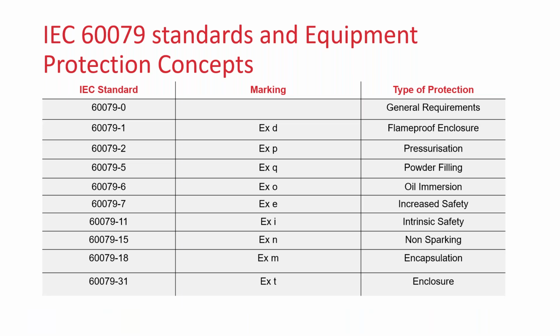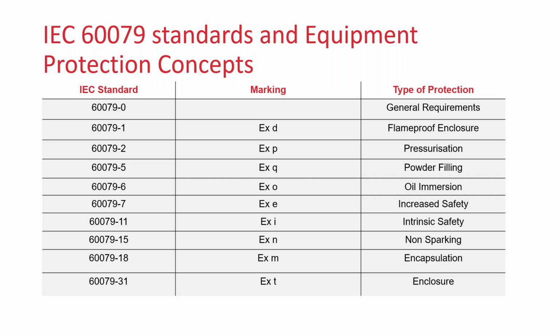So looking at protection standards and equipment protection concepts according to IEC 60079, all of these have their own standard: 60079-0, 1, 2, 5, 6, 7, 11, 15, 18, 31, and these all relate to the type of protection concept that a piece of equipment is designed to.